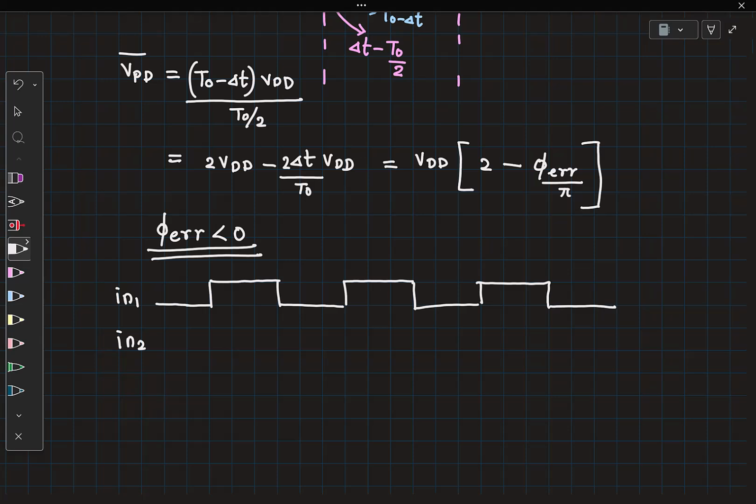In2 has to now happen before in1. Right? So your in2 has a waveform that looks like this, and this distance between them is delta t. Can you plot VPD and calculate the average VPD with respect to phase error? So once you have obtained the result for this, now you will be in a position to sketch VPD average versus phase error from minus 2 pi to plus 2 pi.